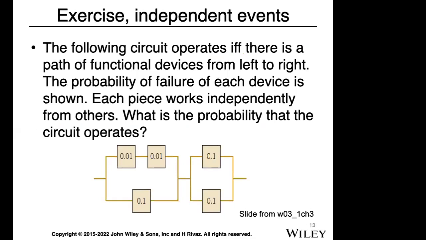Let's do this one. So we want to calculate the probability that the following circuit operates, right? The question says the circuit operates if there's a path of functional devices from left to right. So if there's operation from here to here, then this circuit operates. The probability of failure of each device is shown. So in this question, it is very important to remember that this is probability of failure, right? Each piece works independently. So that means that we can simply multiply intersections. What's the probability that the circuit operates, right?